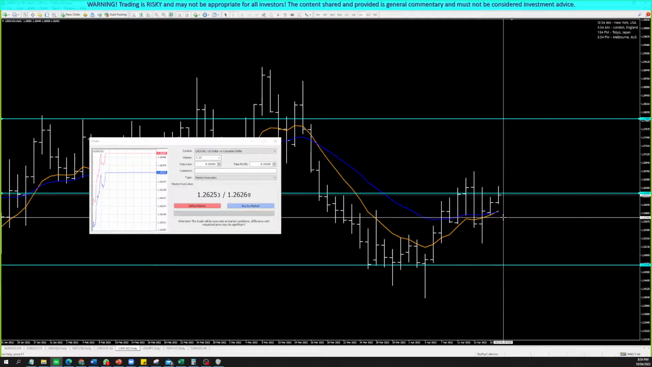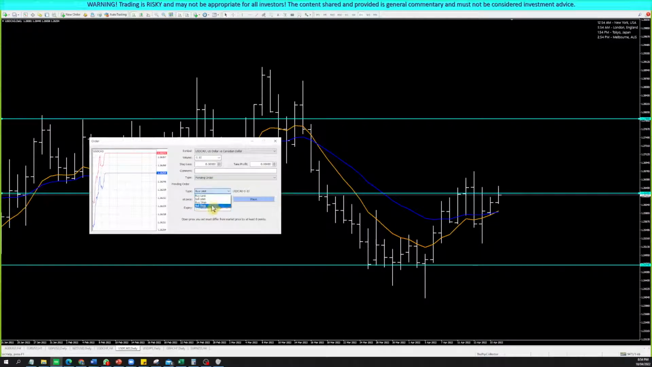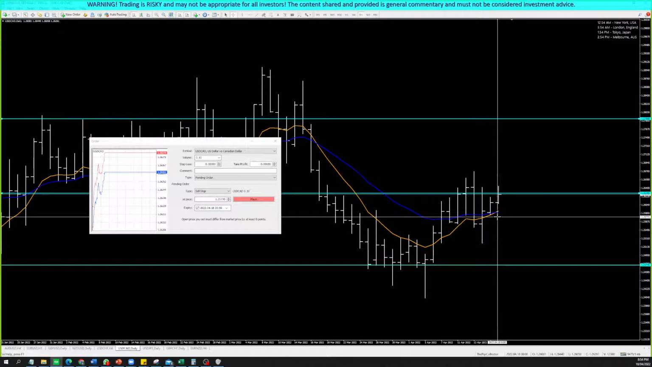Entry. 1.2577 is good. Ooh. All right. Okay. Yeah, that's about 105, 106 pips. Tingnan natin.